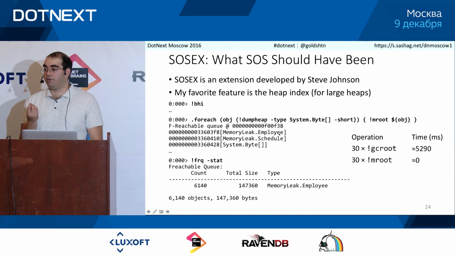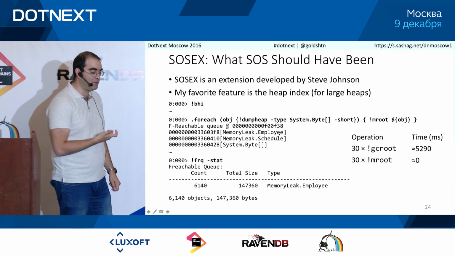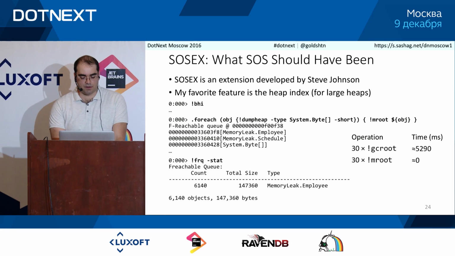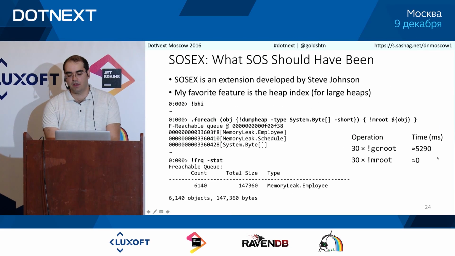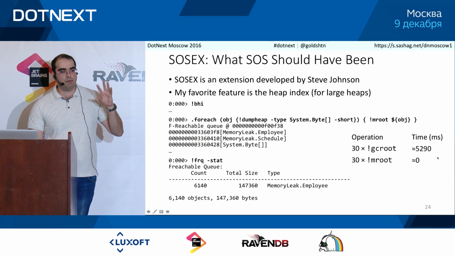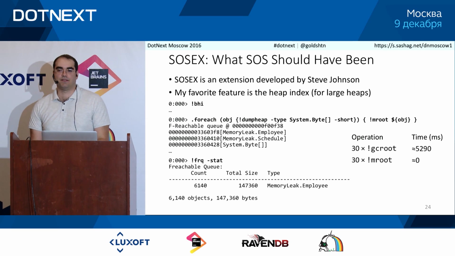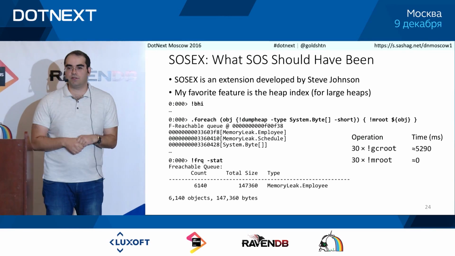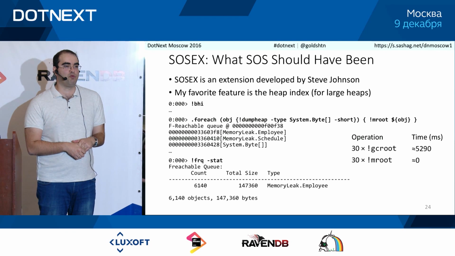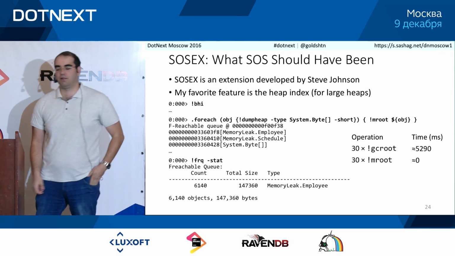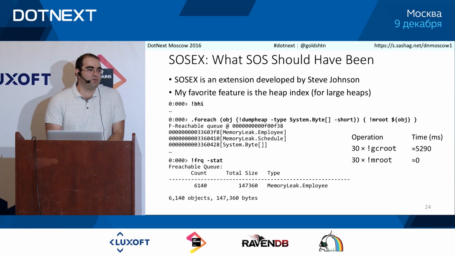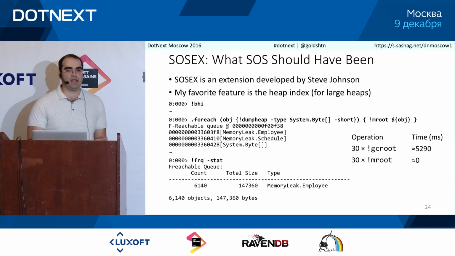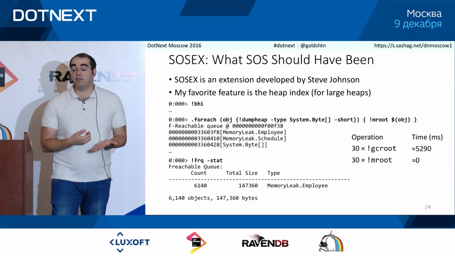The point, however, is the speed of the whole thing. If you use a non-indexed command, and SOS has one, SOS has GC root for this, then running it 30 times, I measured it roughly, takes about 5 seconds for 30 objects. Now in this particular example, I had 6,000 of these objects. So there's just no way I would have waited for all these results to come in. Whereas mroot took 0 milliseconds. I literally couldn't measure it. I had to run more iterations to even get a meaningful value. So the index is really, really fast.